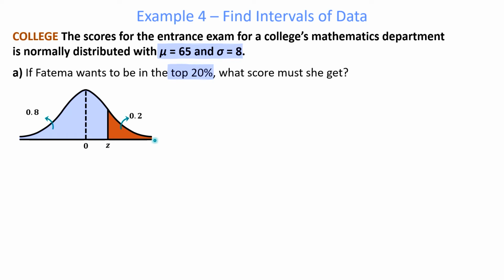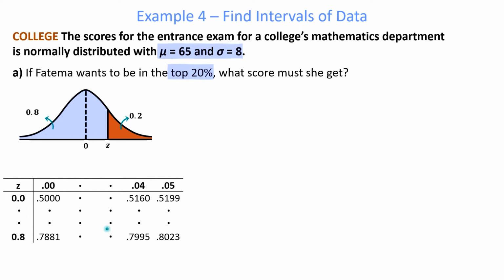We know that the total area under the curve is equal to 1. So if this is 0.2 on the right hand side, on the left hand side the area must be equal to 0.8. So we can use this probability of 0.8 to calculate this Z value using this table.